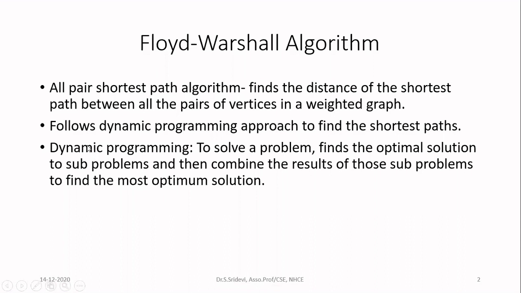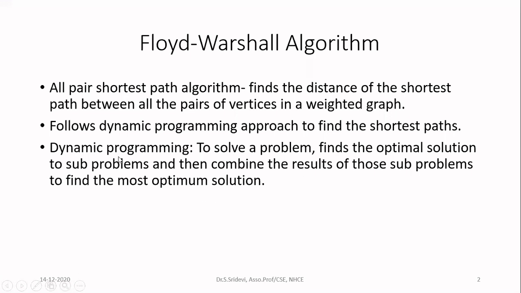This algorithm follows the dynamic programming approach to find the shortest path. Dynamic programming is also known as DP. In dynamic programming, when a problem is given to you, first we find the optimal solution to subproblems. We divide the problem into subproblems, find the optimal solution to the subproblems, and then combine the results of those subproblems to find the most optimum solution.